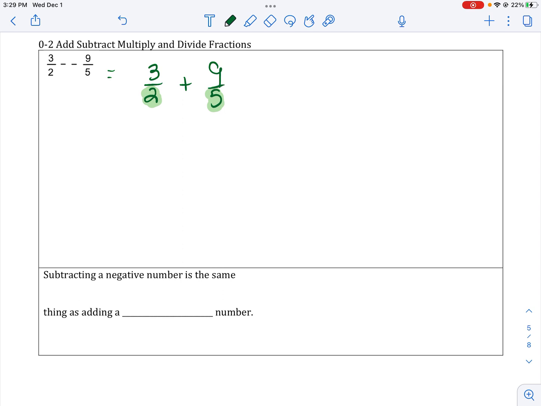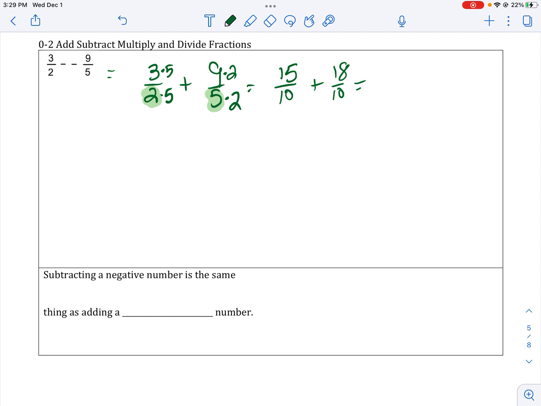So this 2 and 5, a common number between 2 and 5 would be 10. That means I need to multiply this 2 by 5. What I do to the bottom of a fraction, I have to do to the top. See how I'm putting these little dots? Those little dots mean multiplication. So here, to change this 5 to a 10, I multiply by 2. Again, what I do to the bottom of a fraction, I do to the top of a fraction. And I get 15 over 10 plus 18 over 10.